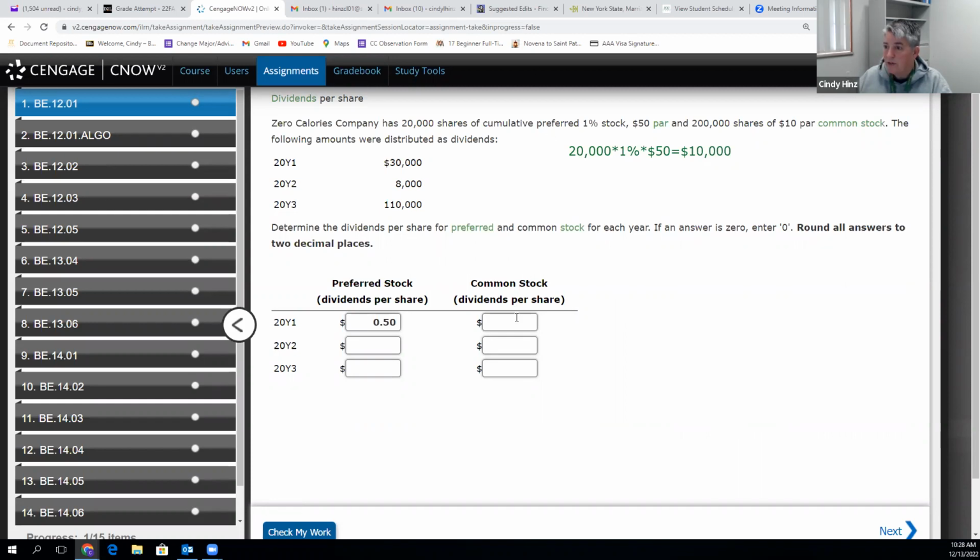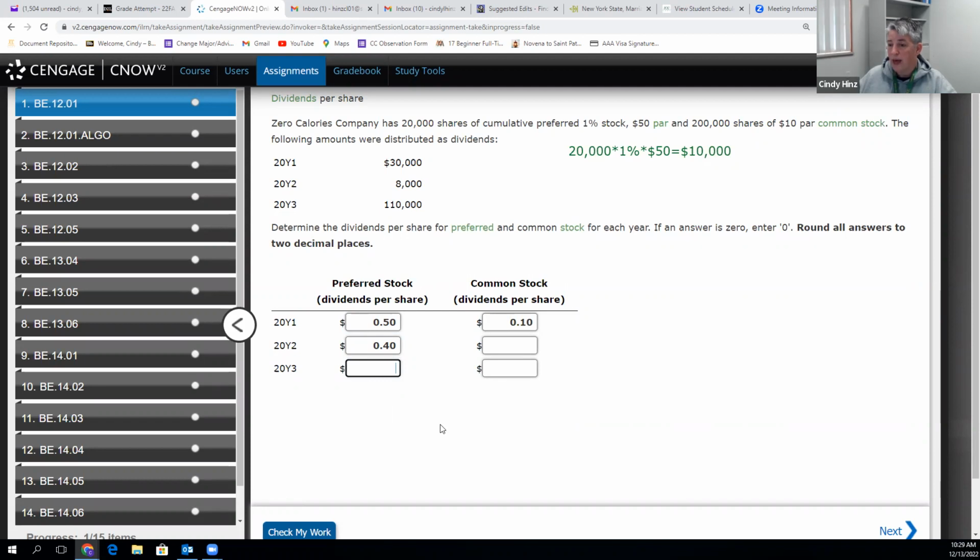And so that would be just 10 cents per share for the common stock. Now in 2022, they didn't declare the full $10,000 for the preferred stockholders. And so the $8,000 would be shared among the existing preferred stockholders, $8,000 divided by 20,000 shares. That would be 40 cents per share. And the other 10 cents is going to carry over to the following year.